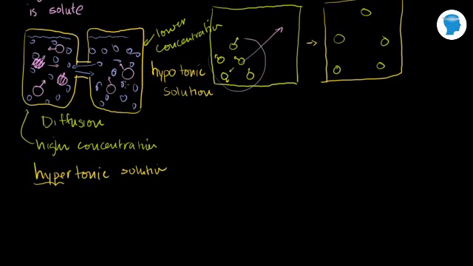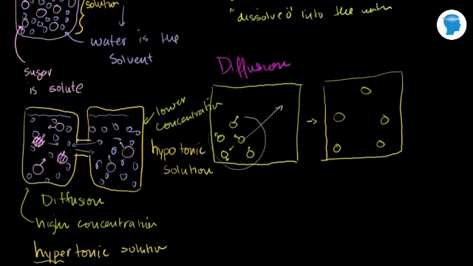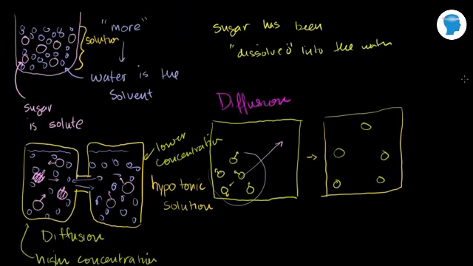Now, let's do an interesting experiment here. We've talked about diffusion, and so far we've been talking about the diffusion of the solute, right? And in general, and this is not always the case, if you want to be as general as possible, the solute is whatever you have less of. The solvent is whatever you have more of. And the most common solvent tends to be water. But it doesn't have to be water.